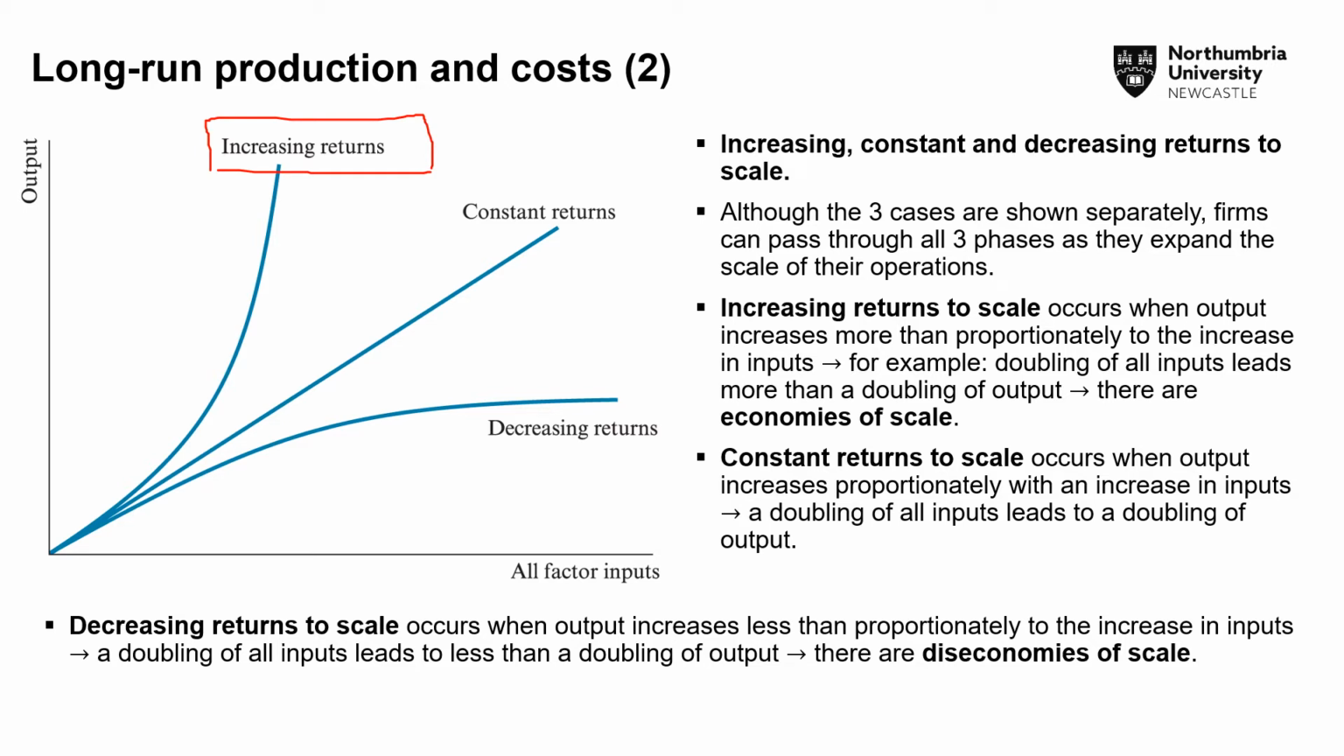What we also then have is decreasing returns to scale. And what this means is that our output will increase, but by less than proportionally to the increase in inputs. So for example, inputs will increase by 1%, but output will increase by 0.5%. So therefore, output increases at a slower rate than our increase in factor inputs. And then we have constant returns to scale, which occurs when output increases proportionally with an increase in inputs. So for example, you increase inputs by 1%, output will also then increase by 1%.